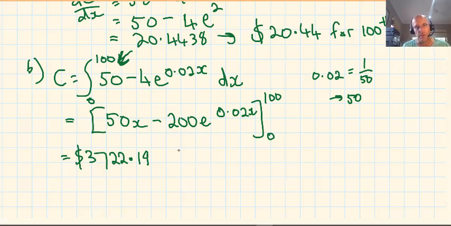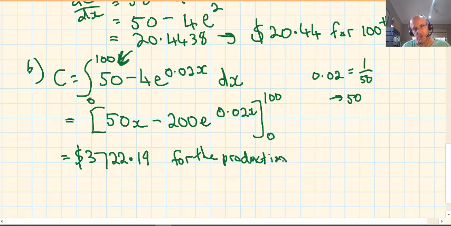$3,722.19 to produce the first 100 items. So for the production of first 100 items, or units.